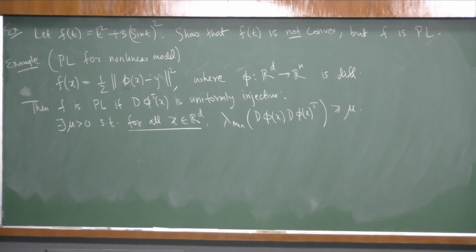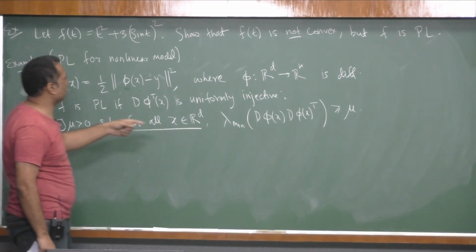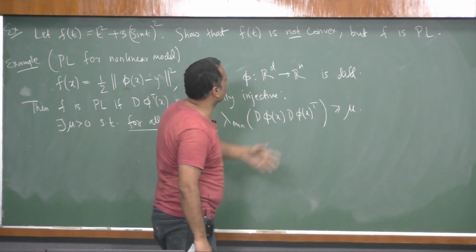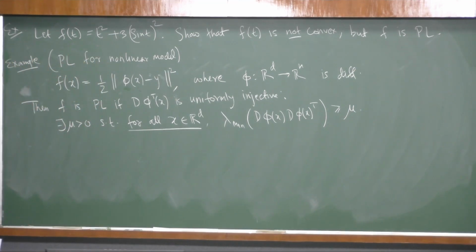In that case, what is phi transpose x? Is it the same as d phi x transpose? Yes, this is d phi x transpose, because phi itself is a vector in R^n. So phi x will be some n-dimensional vector. Either we can write this vector as a column or as a row. Once we fix some convention, we stick to that.